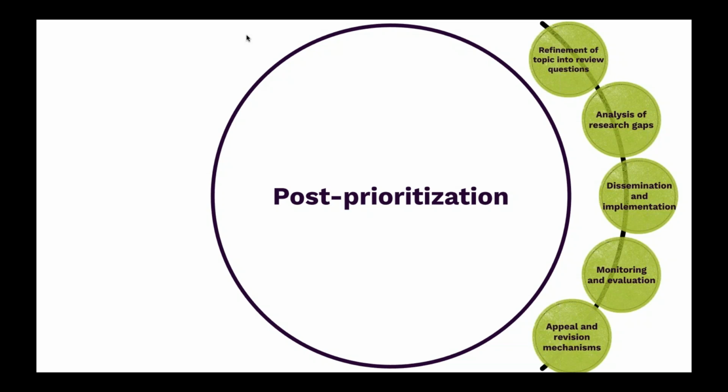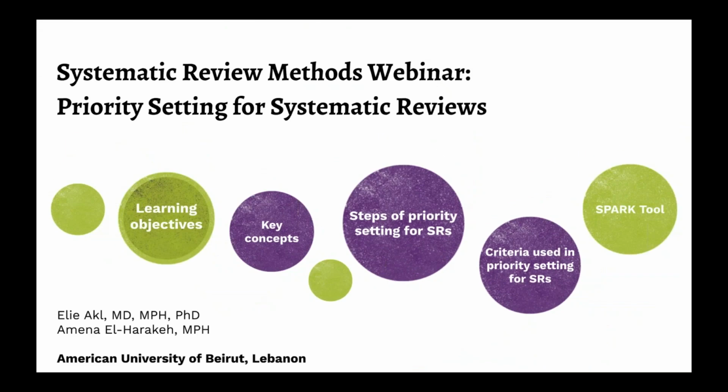We want to make sure that we have a monitoring and evaluation plan in order to assess the priority setting exercise and what were the key success factors in the exercise and things to improve, as well as the appeal and revision mechanisms. So do you have any questions or clarifications regarding the steps of priority setting for systematic reviews?